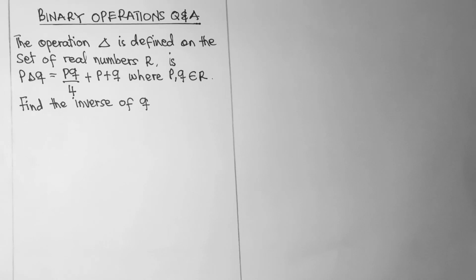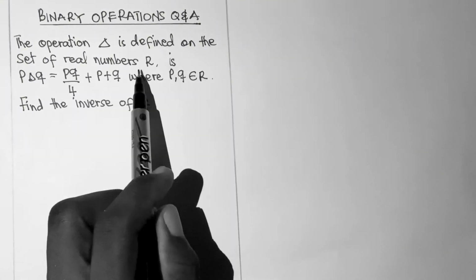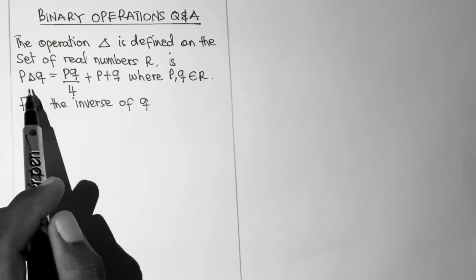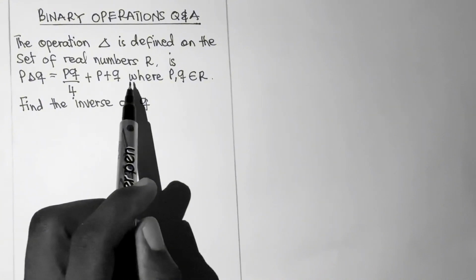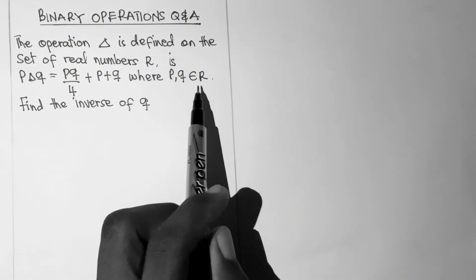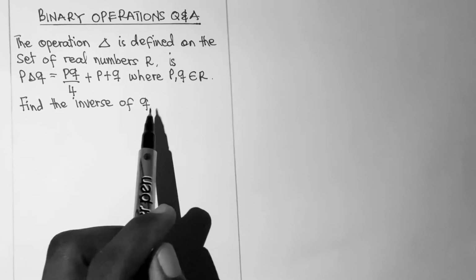So let's start with this problem. The operation delta is defined on the set of real numbers R as P operation Q equals PQ over 4 plus P plus Q, where P and Q are members of the real numbers. Find the inverse of Q.